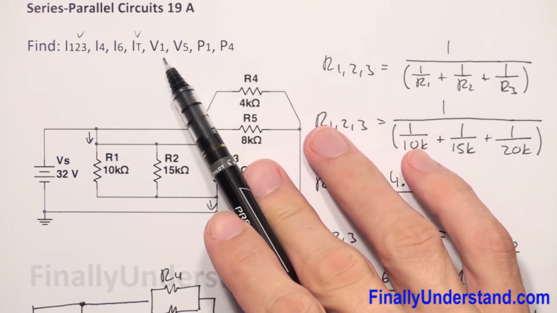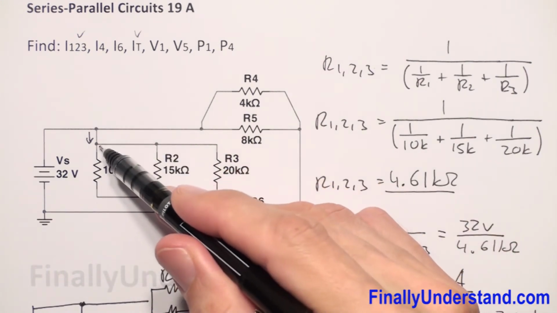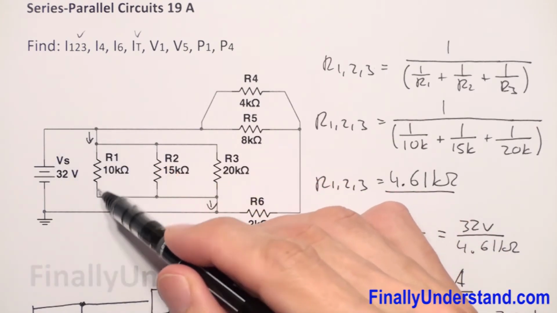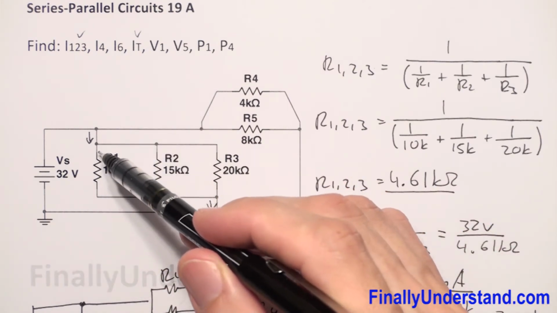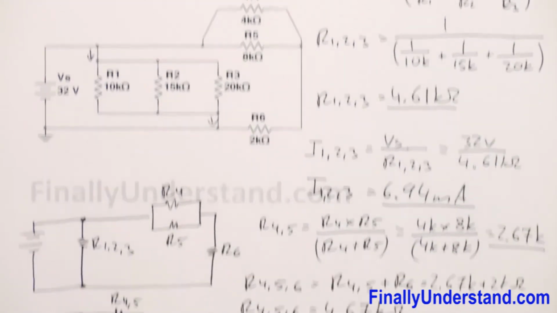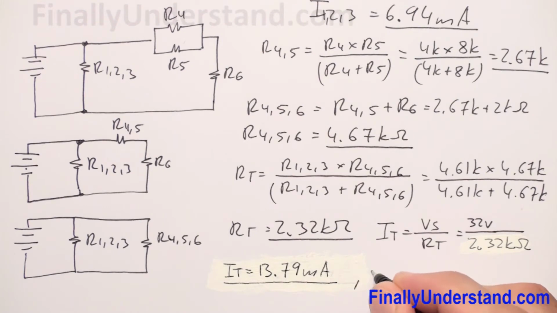V1. V1 is the voltage across resistor R1. Please notice that R1 is connected directly to the voltage source. This is one connection, and this is another connection, which connects this resistor directly across the voltage source. That's why V1 is equal to the voltage source. So I'm going to write this down over here, in order to save space, that V1 is also equal to the voltage source, and this is equal to 32 volts. So this is my V1.